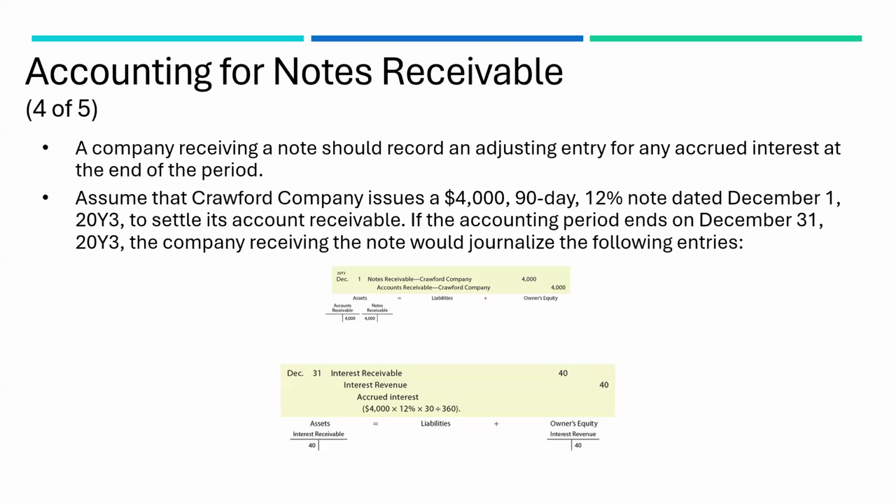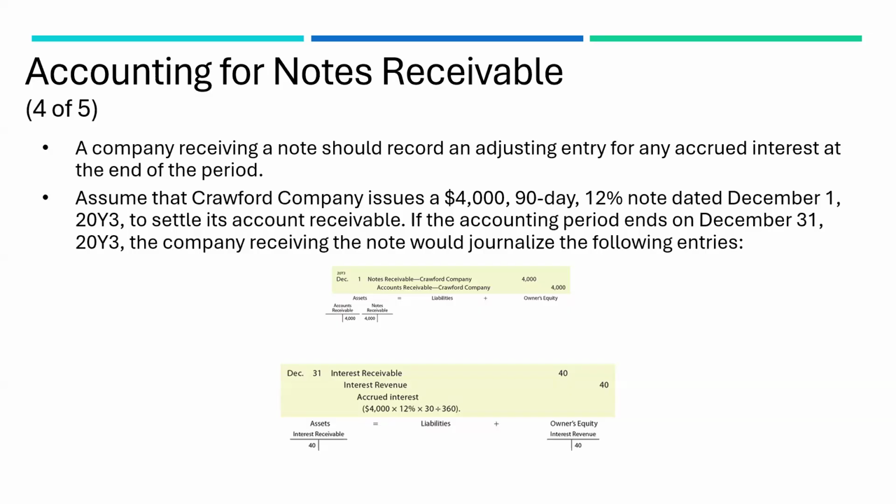Or okay, 4,000 times 12% is actually 480. Divided by 360 is 1 1/3 times 31 days in December is actually $41.33, but they have it as $40, but oh, they multiply it by 30 instead of 31 days. So that's how they calculated it in this instance.